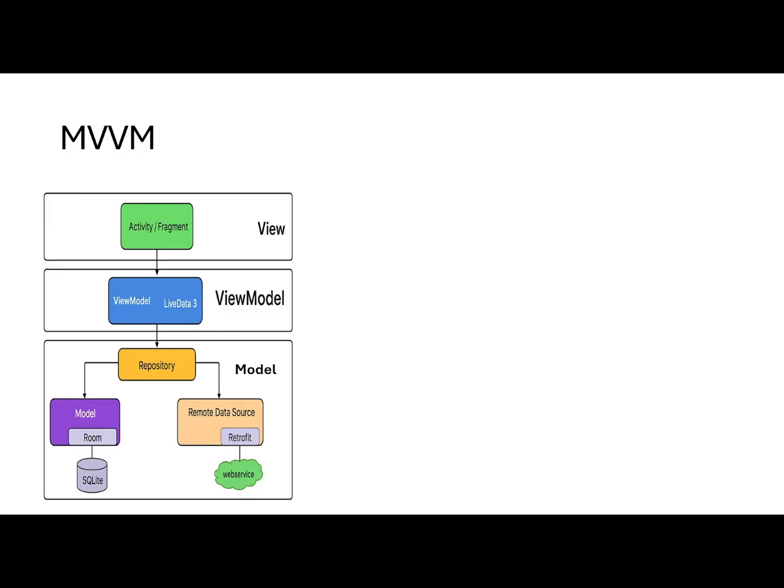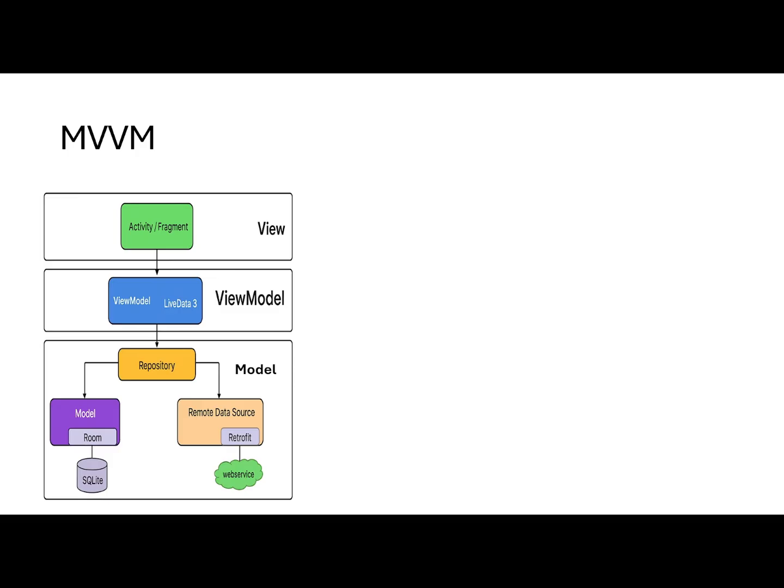So we can have multiple views bound to the same ViewModel. For example, say we have an activity and multiple fragments or composables. We can use a shared ViewModel which can be used to share data between fragments and activity and composables.